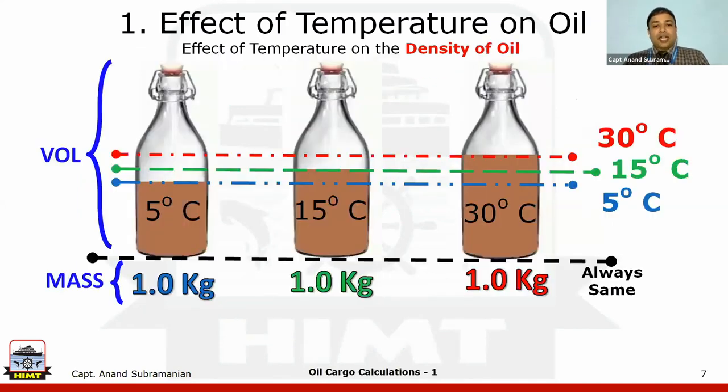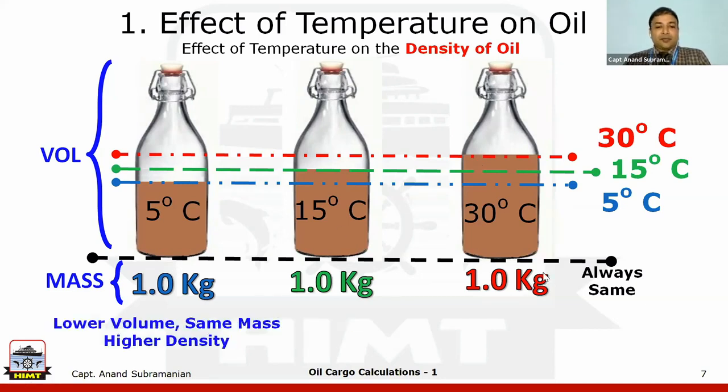So let us look at the effect of temperature change on the density of the oil. This is what the previous example was. We have different volumes at different temperatures. 5 degrees is the least, 15 is the standard, and 30 degrees is more than 15 degrees, whereas the mass remained the same. At 5 degrees, the volume shrinks. That means the volume becomes less for the same amount of mass, so the oil density increases.